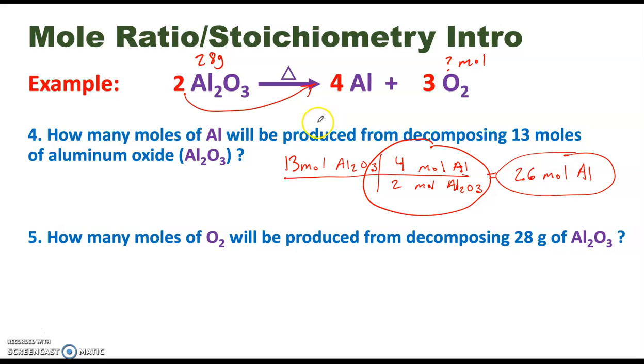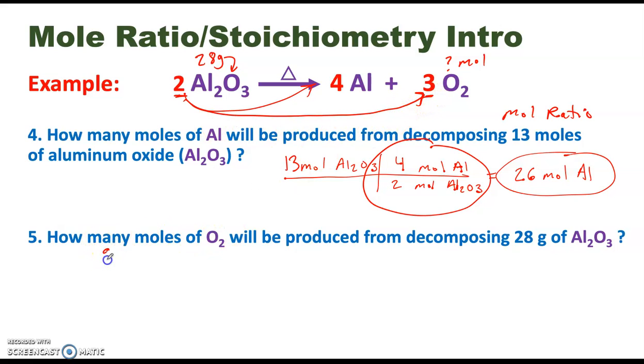Now, the trick to this is that this ratio, 2 to 3, is a mole ratio. That's the key here. I can only go from aluminum oxide to oxygen using this mole ratio. So this grams, what do I have to do with it? First I've got to convert it to moles. I've got to go from grams to moles, then I can do the mole to mole ratio.